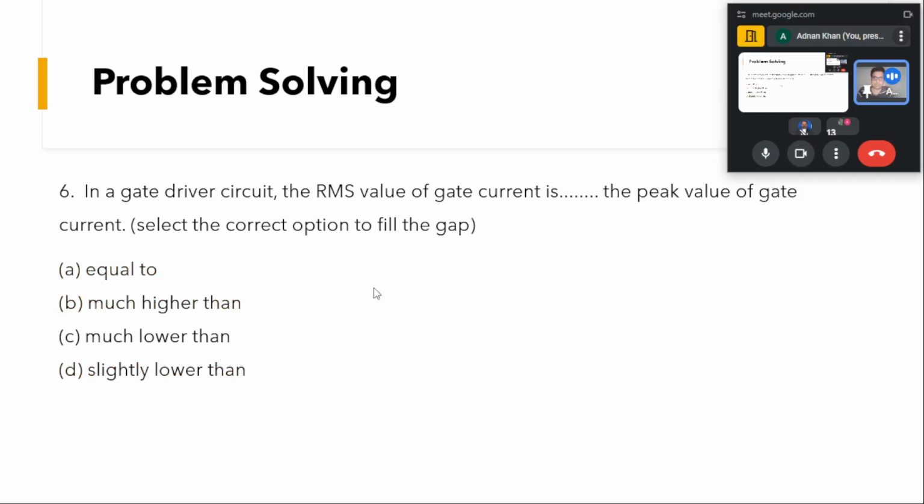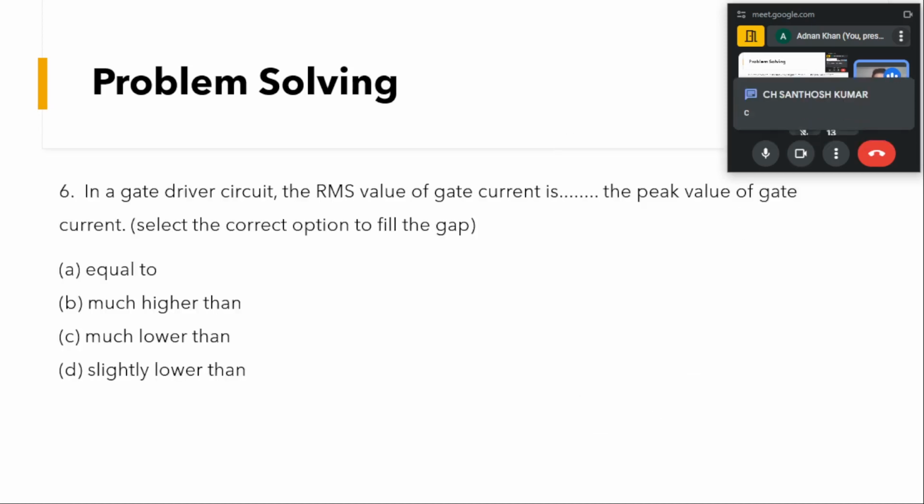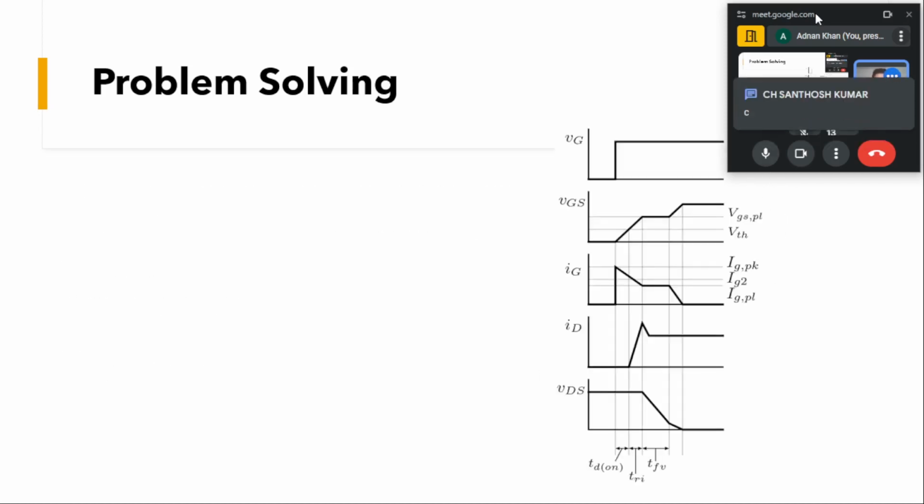Now coming to the sixth question. In a gate drive circuit, the RMS value of the gate current is dash the peak value of the gate current: equal to, much higher than, much lower than, or slightly lower than. So anybody? Much lower than. Yeah.